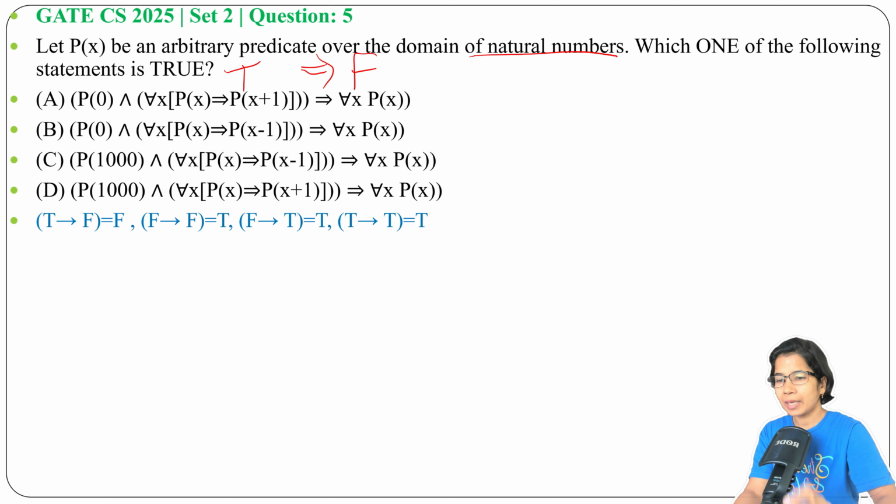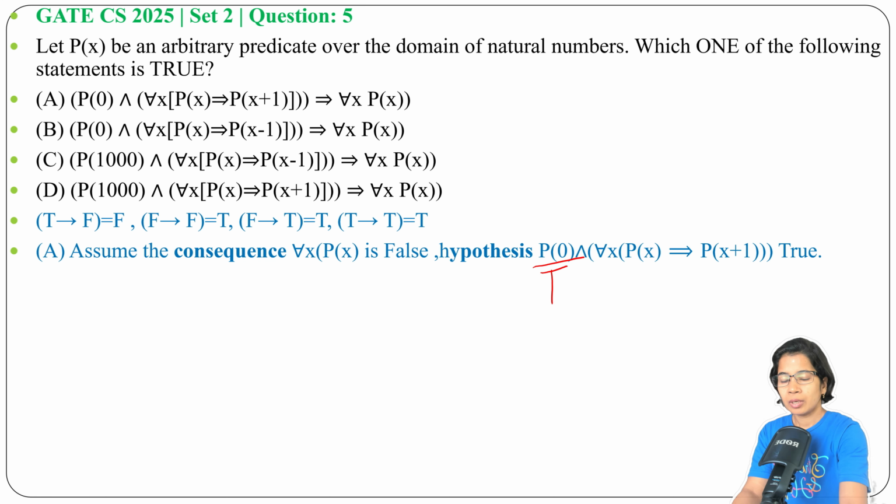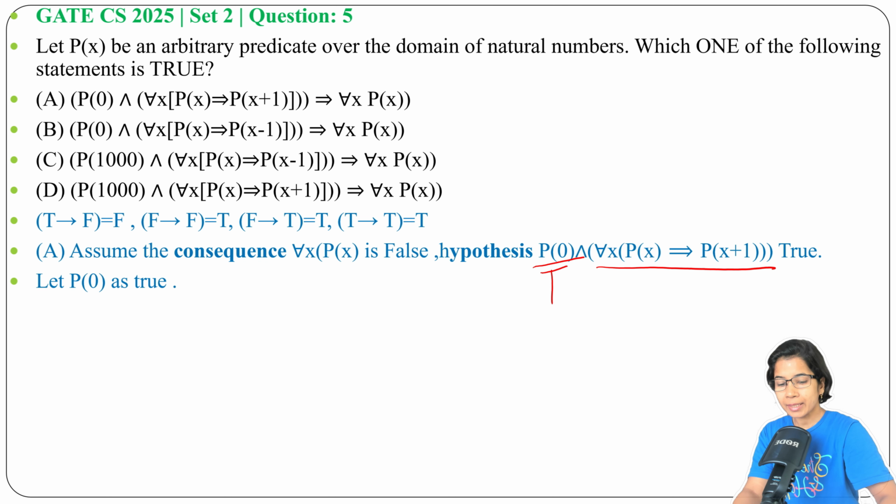Now for option A, we'll consider for all x, P(x) as false. This is our consequence. And P(0) and for all x, P(x) implies P(x+1) as true. This is our hypothesis. Let's consider P(0) is true. Now in case of true and true it is true, rest it is false. True and false is false, false and true is false, false and false is false. Now P(0) is true, for all x, P(x) implies P(x+1).